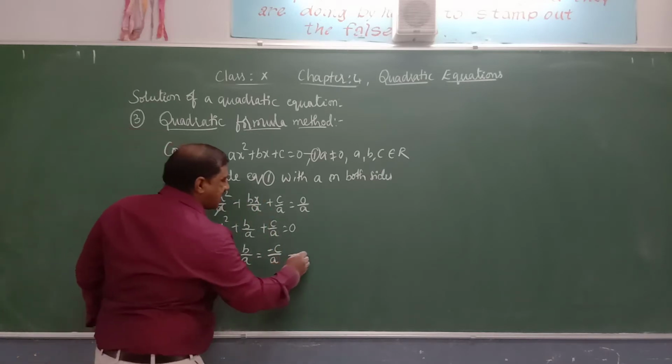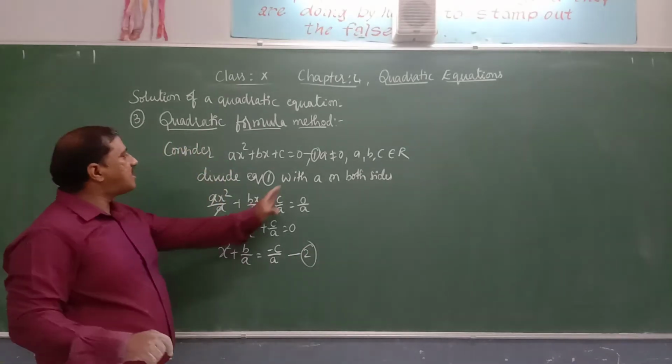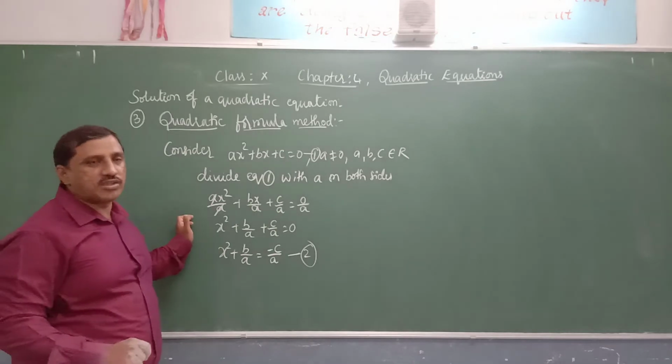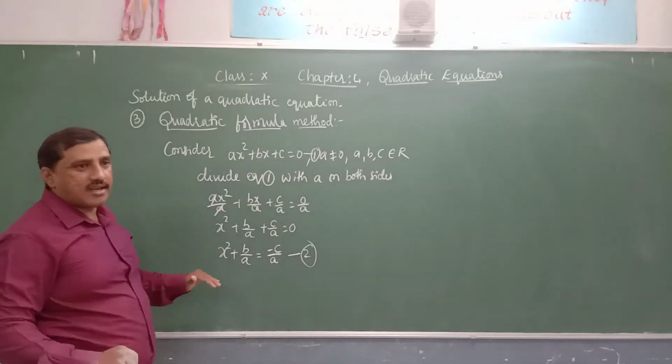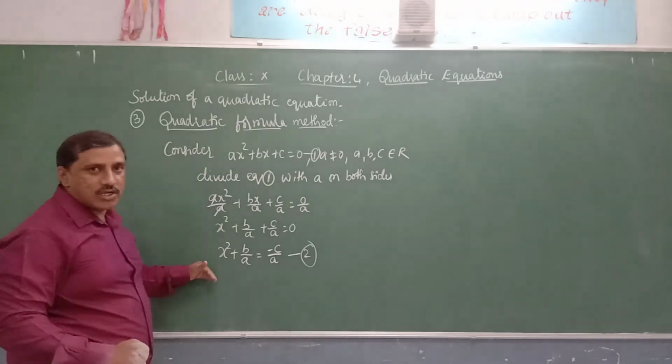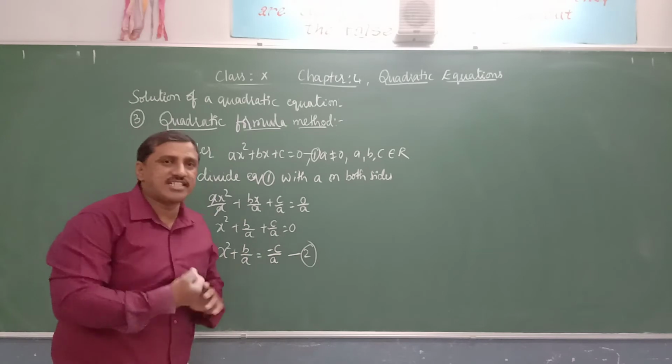Now you take this as equation number 2. First step is to divide the whole equation by a on both the sides. We will get the coefficient of x square as 1. Then taking that as equation 2, apply the second step. What is the second step? We need to add a term. Which term should it be?